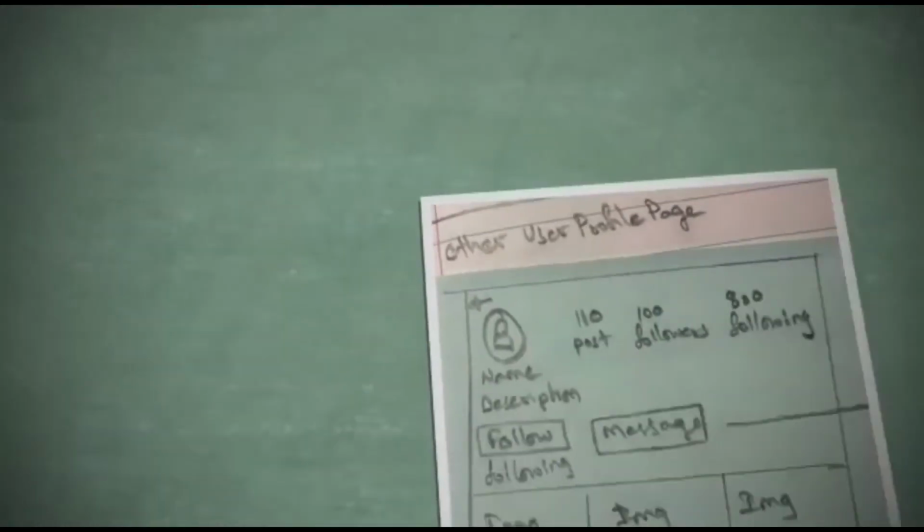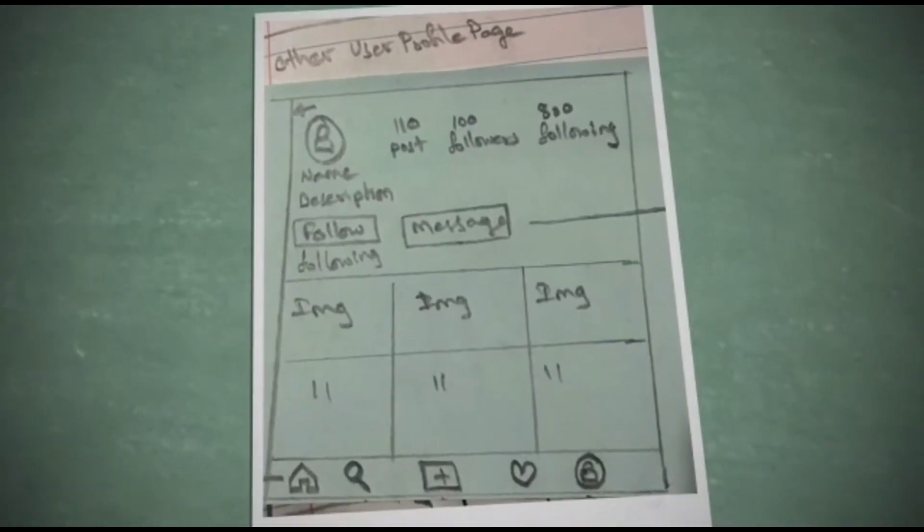This is the profile page of other users. This page is almost the same in structure as the current user profile page. The difference is mainly in the options provided, like the follow button and the message button. From this page, the current user can follow other users. The message button allows the user to open the chat page to chat with the other user.